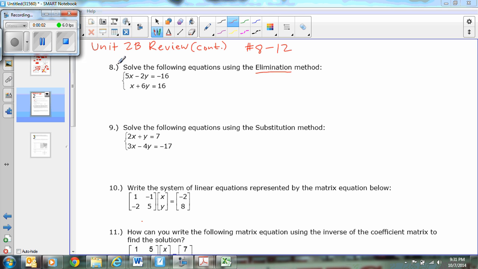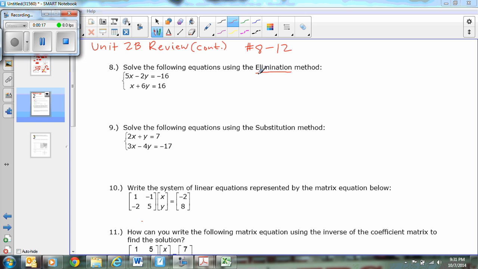This video is a continuation of your Unit 2B review. In this video, we're going to cover numbers 8 through 12. So let's start with number 8, which asks us to solve the following equations using the elimination method.